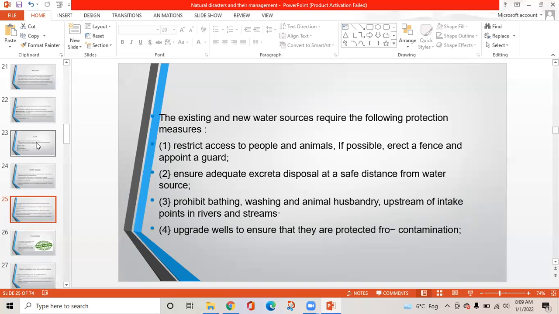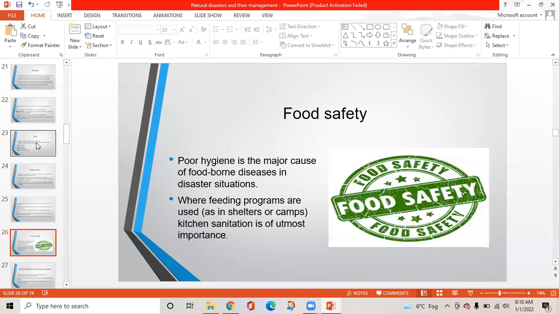The existing and new water sources require the following protection measures. One, restrict access to people and animals. If possible, erect a fence and appoint a guard. Second, ensure adequate excreta disposal at a safe distance from the water source. Third, prohibit bathing, washing, and animal husbandry upstream of intake points in rivers and streams. Fourth, upgrade wells to ensure that they are protected from contamination.